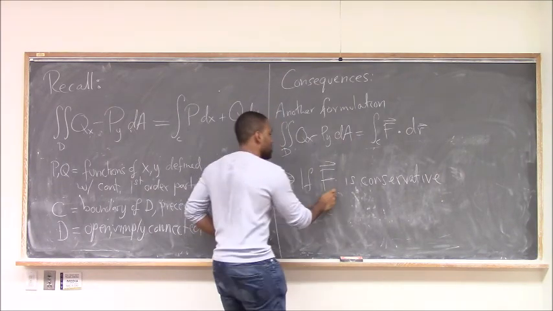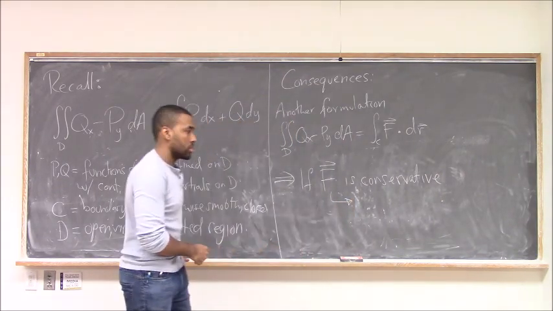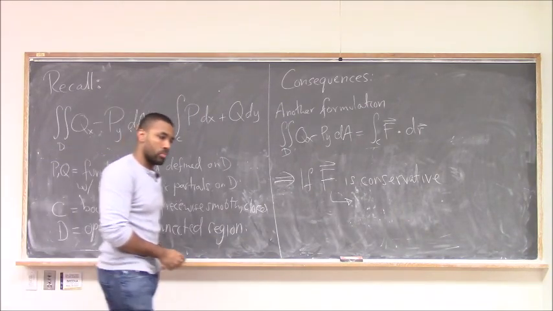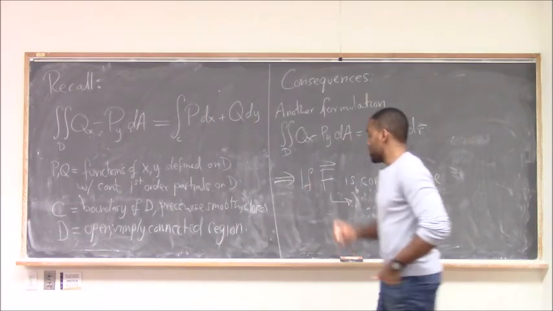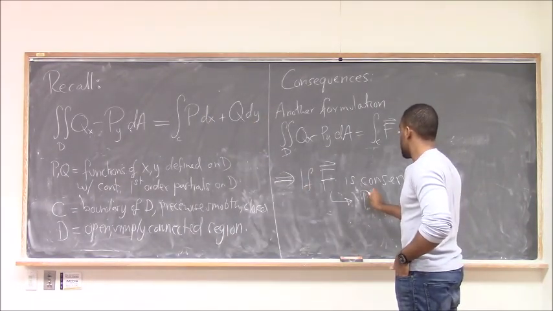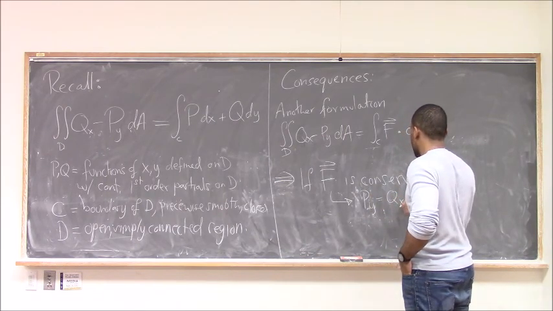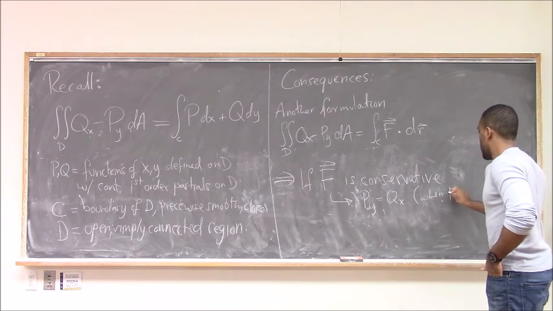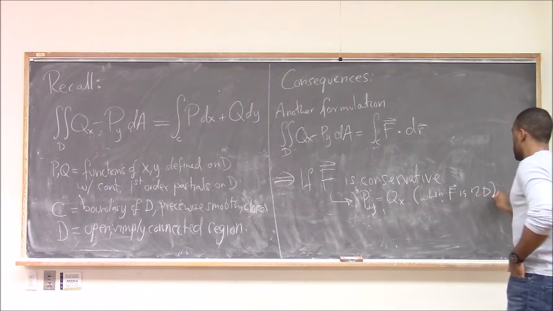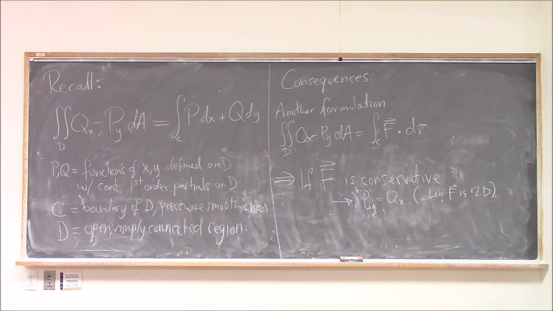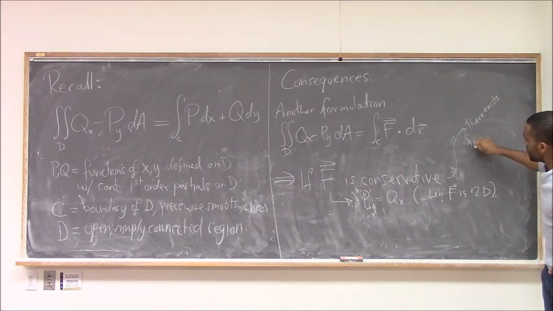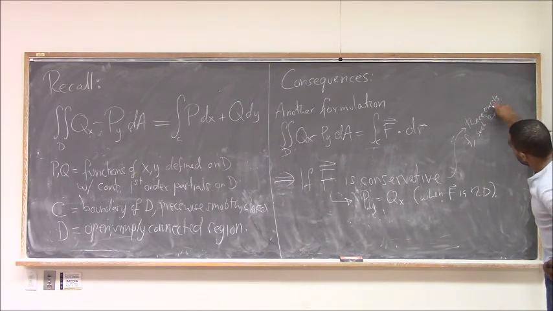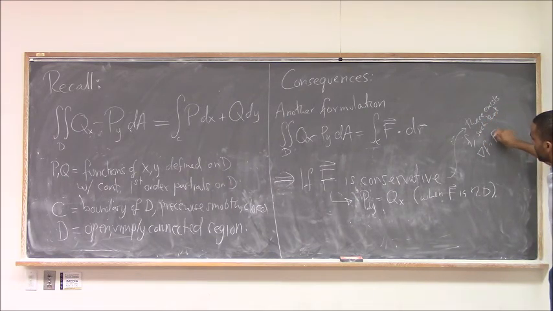By the way, tell me what it means for F to be conservative. Doesn't it mean that the partial of Q with respect to x and the partial of P with respect to y are the same? Right, in 2 dimensions, yes. So the partial of P with respect to y is equal to the partial of Q with respect to x when F is 2D. What does it mean in general? It has a potential function. It means that there exists some scalar function f such that the gradient of f is equal to that vector field.